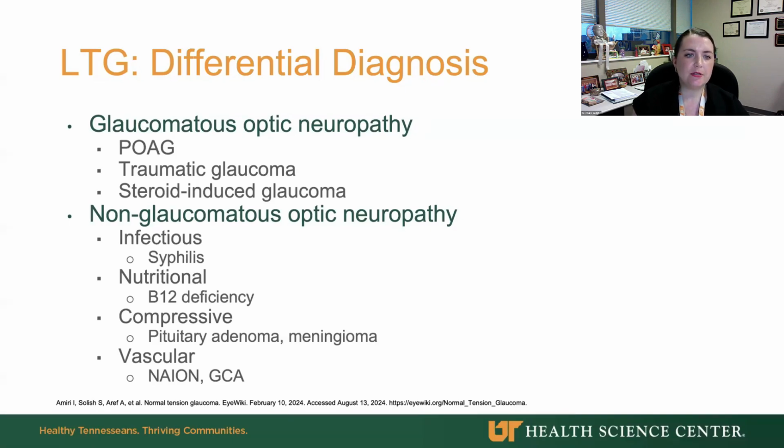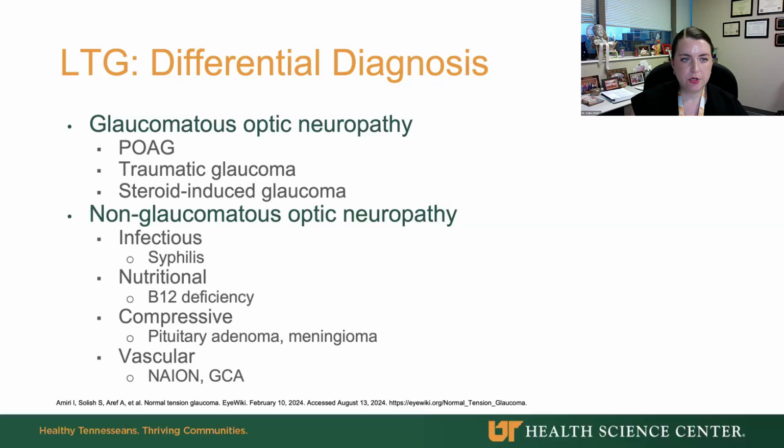Diagnoses to think of that are non-glaucomatous causes of optic neuropathy include infectious, nutritional, compressive, and vascular etiologies. Namely, an infectious cause would be syphilis, B12 deficiency would be the nutritional cause, for compressive you think CNS lesion, namely pituitary adenoma or meningioma, and vascular reasons would be non-arteritic ischemic optic neuropathy and giant cell arteritis.